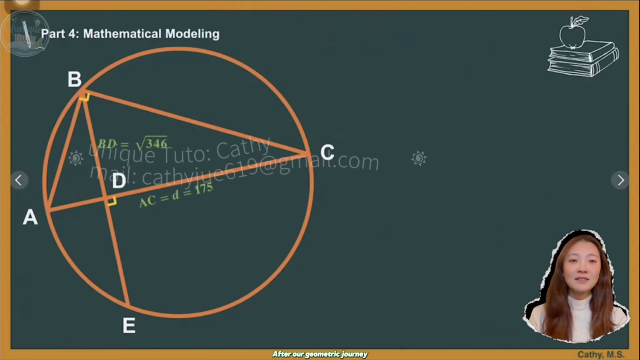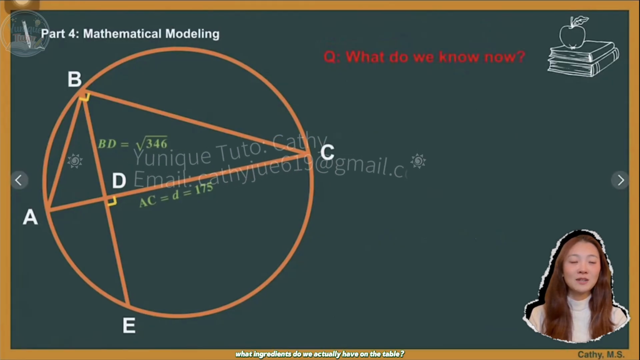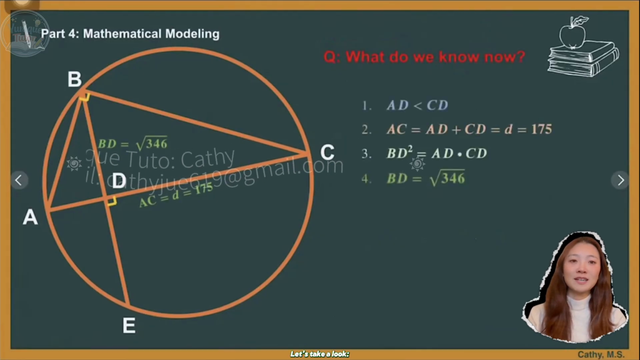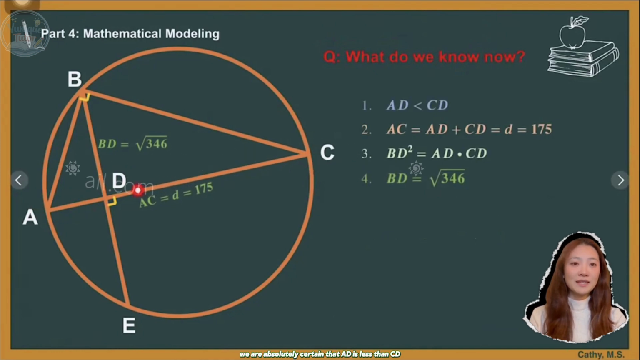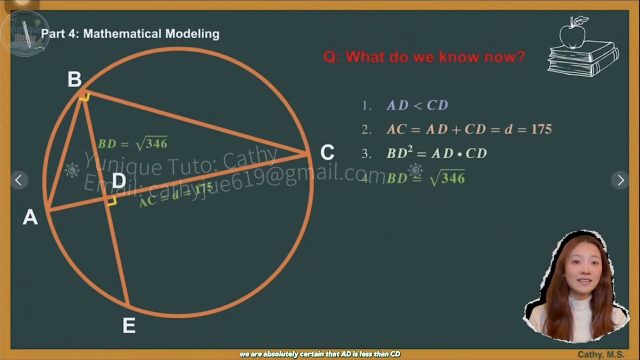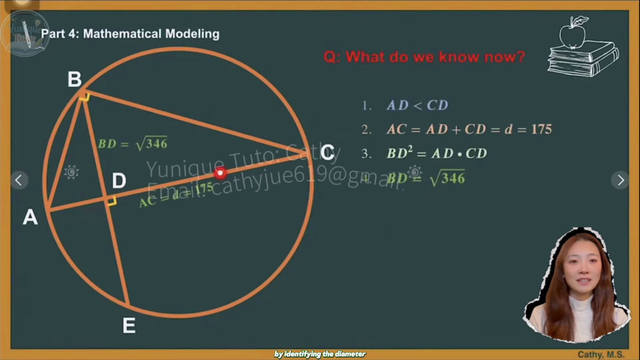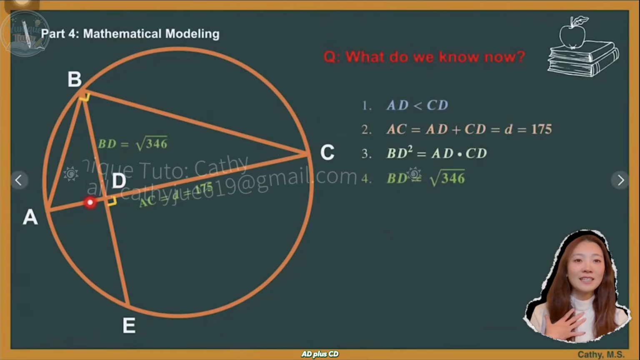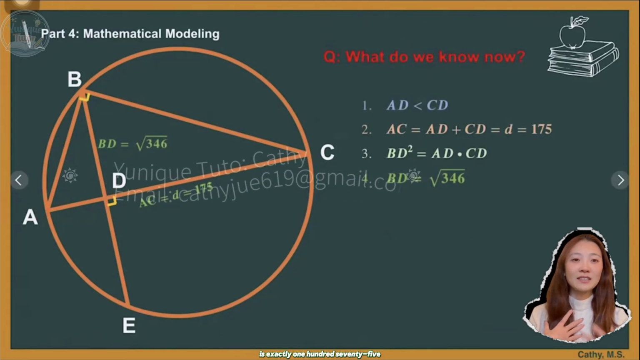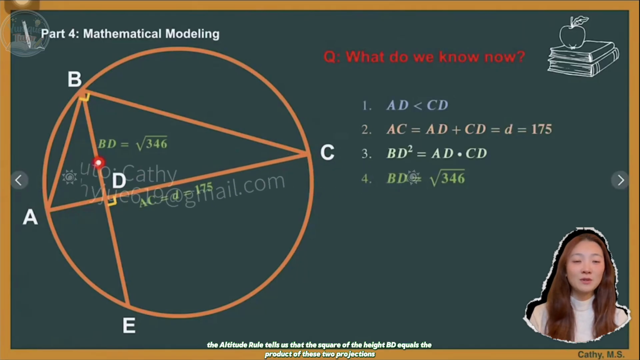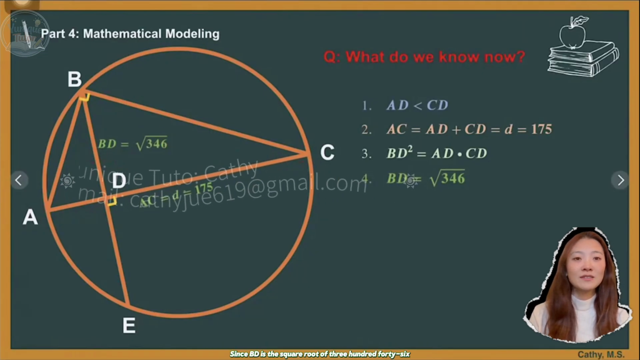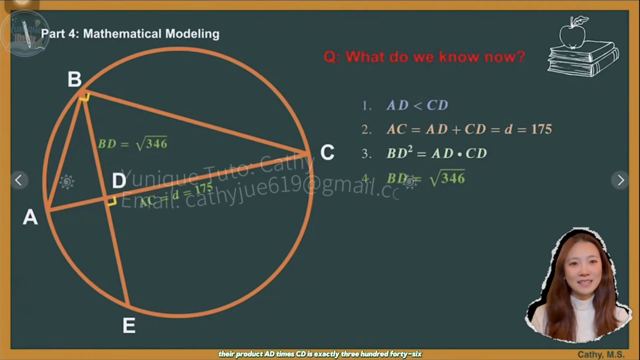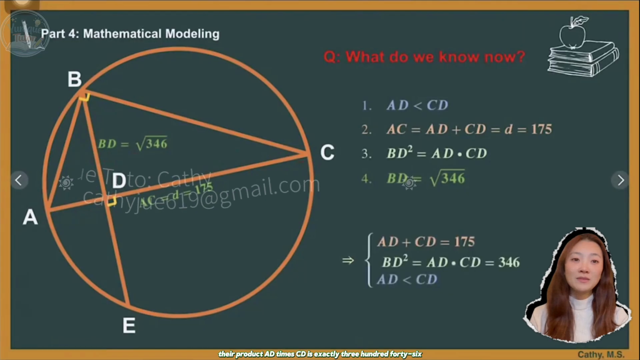Alright class, after our geometric journey, what ingredients do we actually have on the table? Let's take a look. First, through our leg rule and the constraint, we are absolutely certain that AD is less than CD. Second, by identifying the diameter, we know the sum of these two segments, AD plus CD, is exactly 175. Third, the altitude rule tells us that the square of the height BD equals the product of these two projections. Since BD is the square root of 346, their product AD times CD is exactly 346.